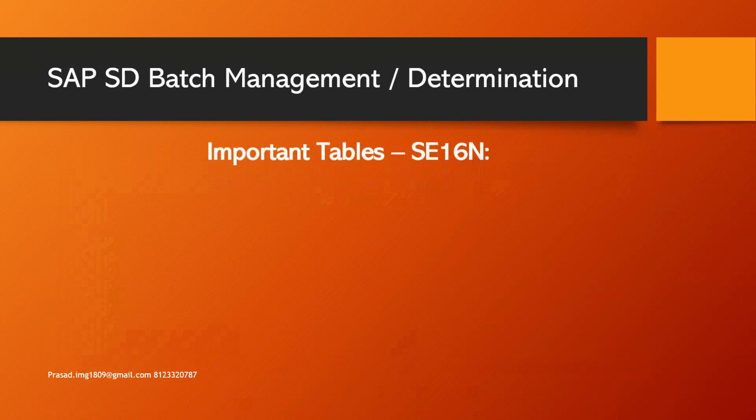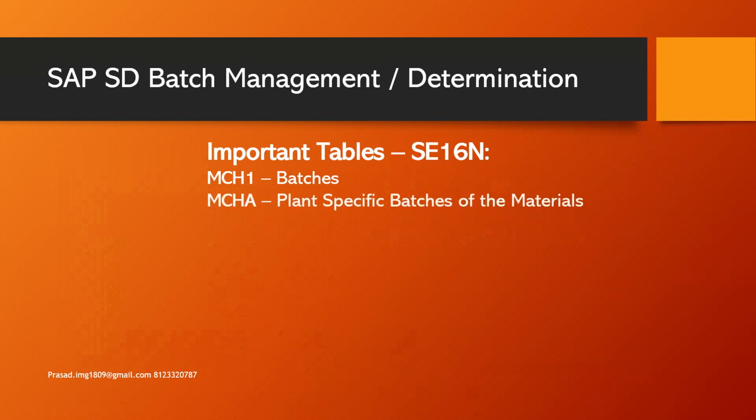So we also must know what are all the important tables associated with batch management or batch determination. They are like MCH1, which is created batches. So that one we can see in the table called MCH1, and MCHA, which is like plant specific batches of the materials. MCHB is like batch stocks.